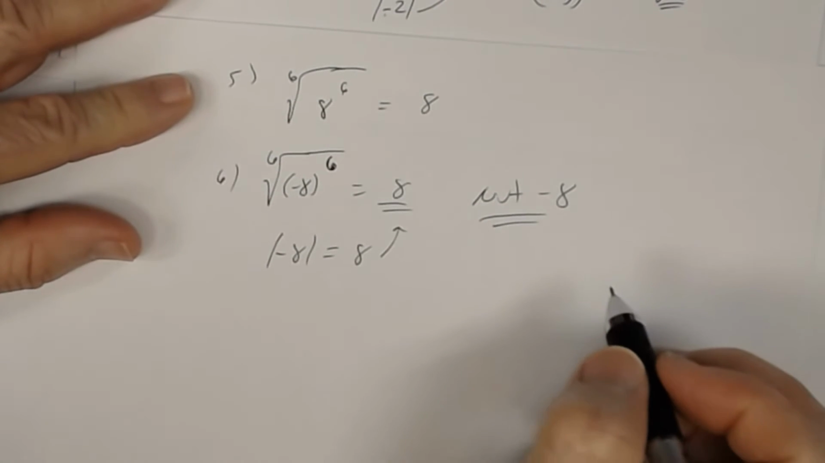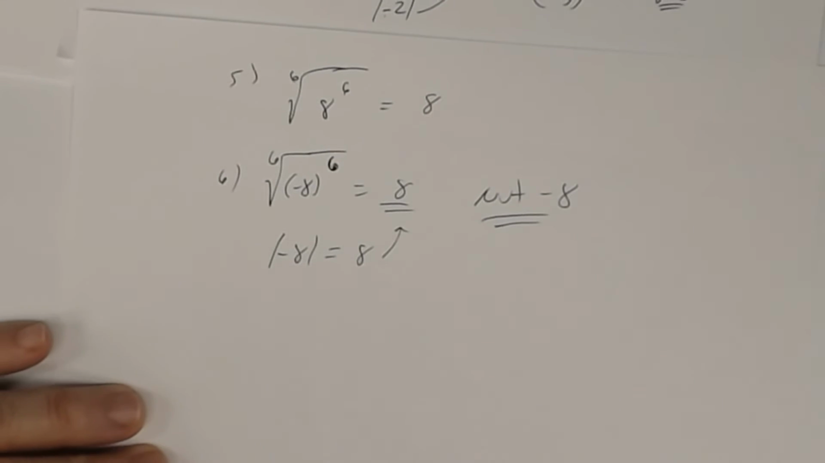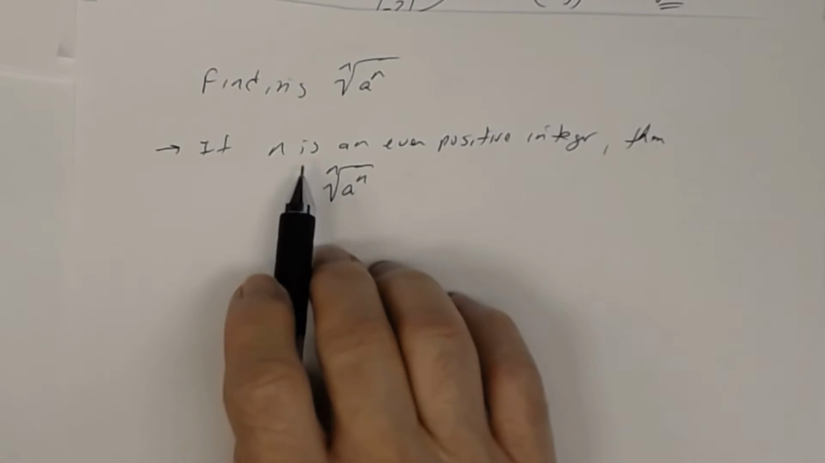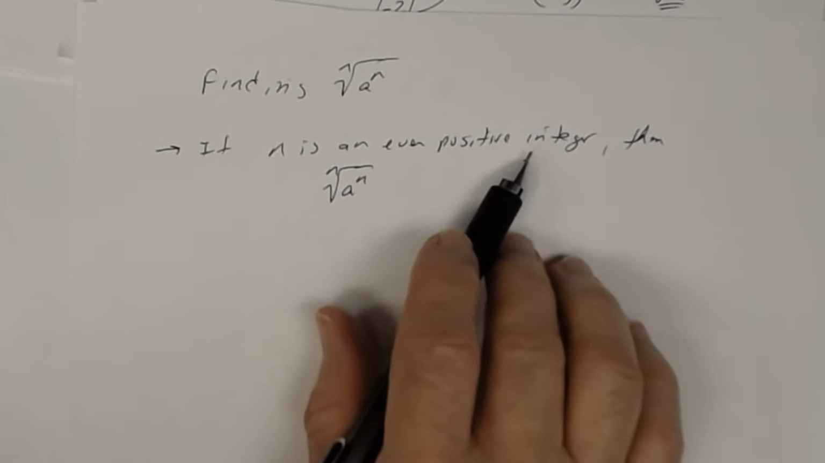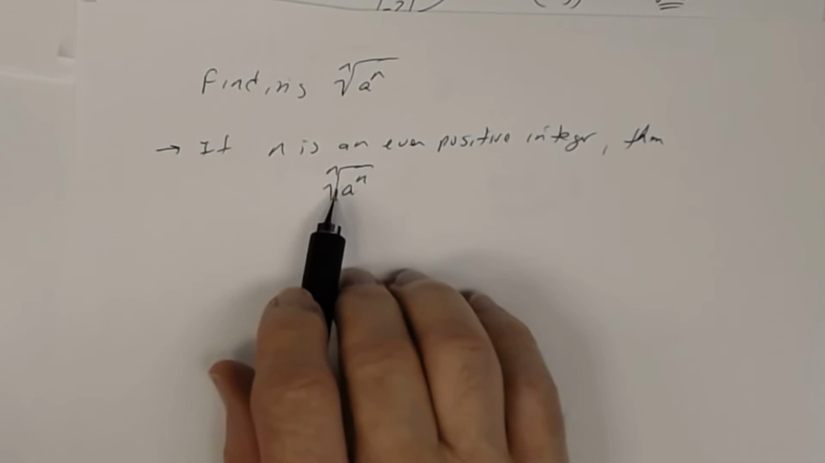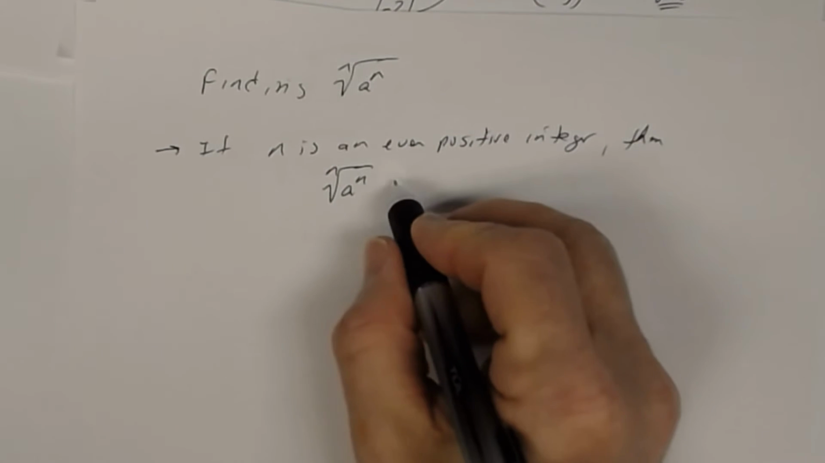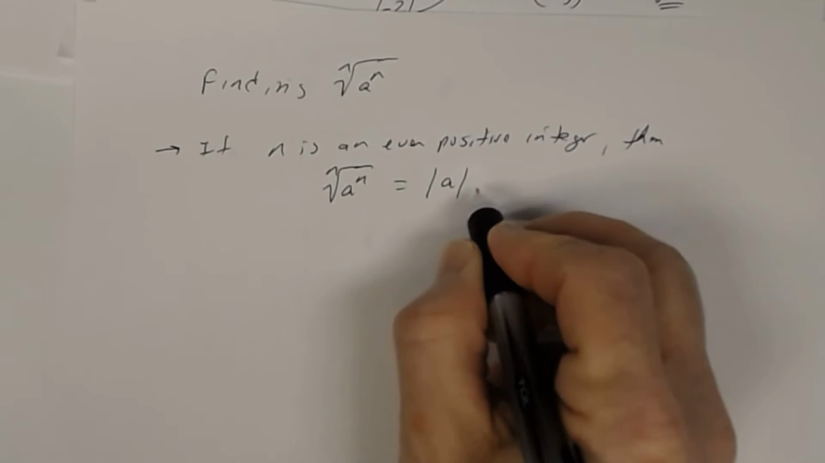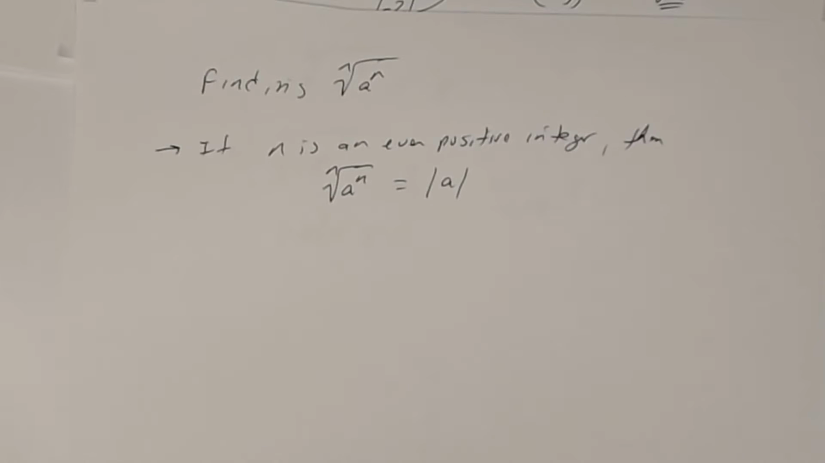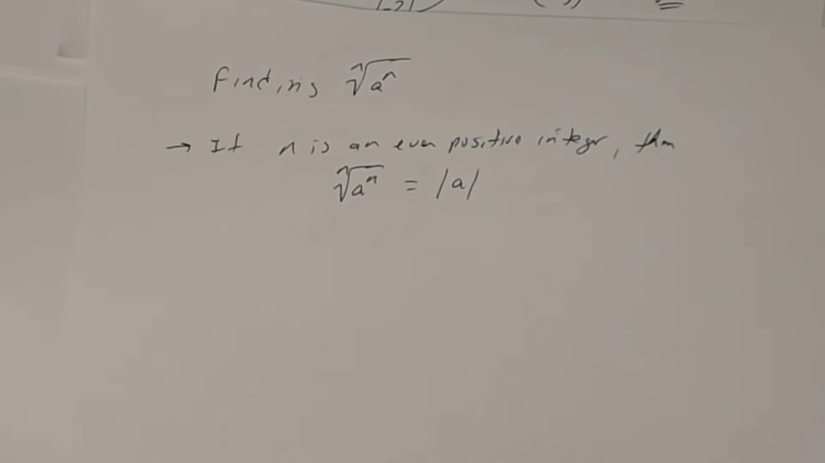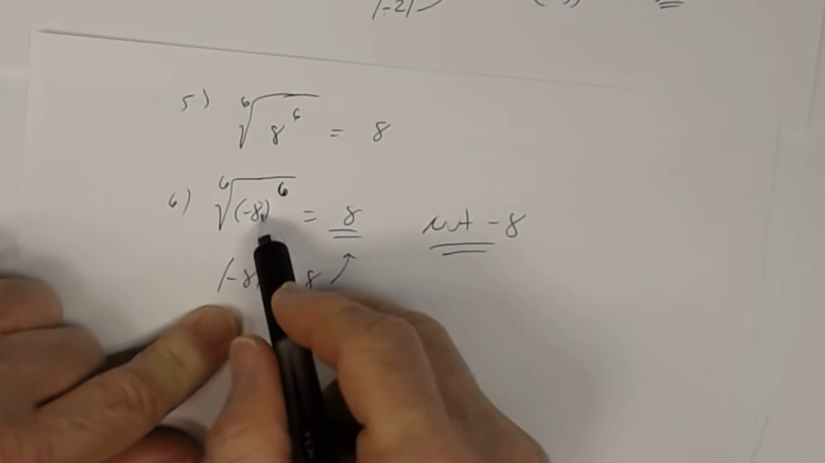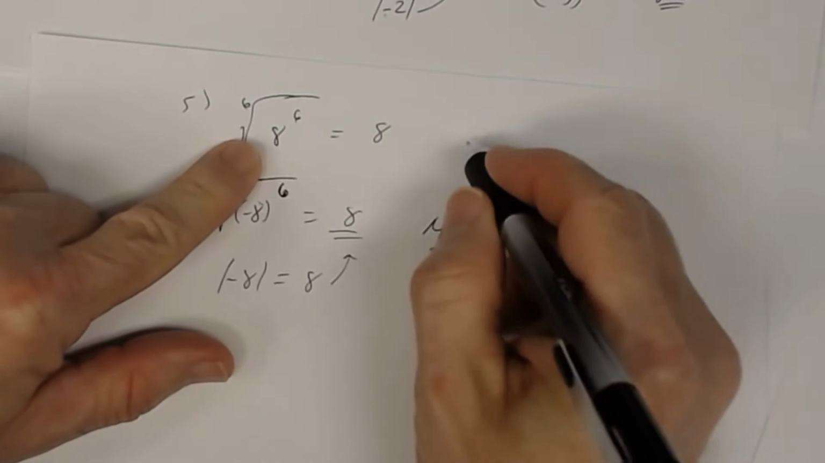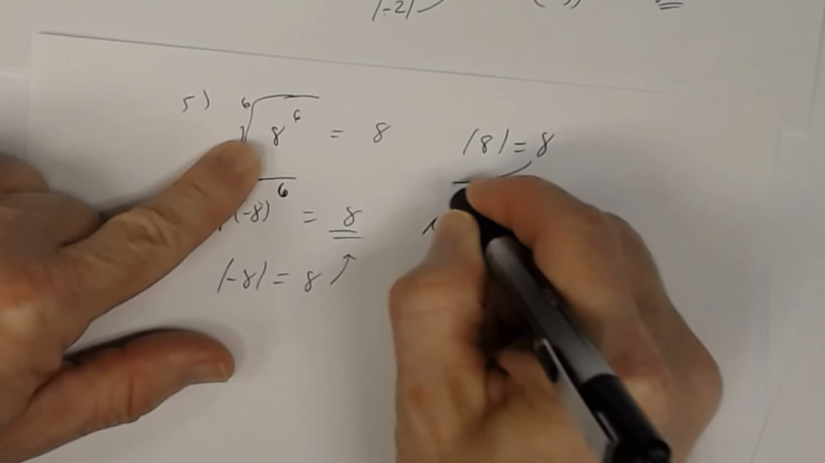Okay? So going here, if n is an even positive integer, then the nth root of a to the n will be the absolute value of a. Whatever a is, you're going to take the absolute value of a. So if I go back here, see how I took the absolute value of negative 8? Here, if I take the absolute value of 8, I still get 8, right?